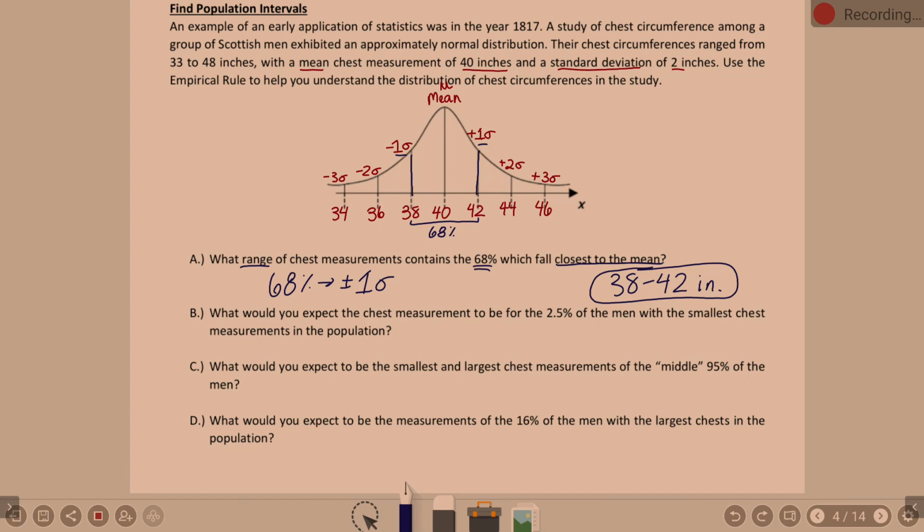Now, if only they were all this easy. Okay. Let's try B. B asks us, what would you expect the chest measurement to be for the 2.5% of the men with the smallest chest measurements in the population?